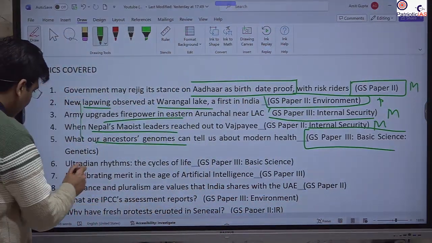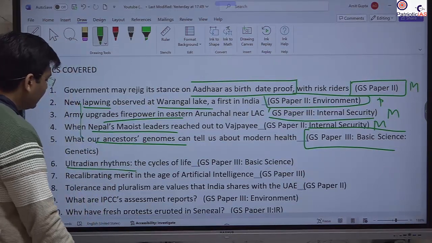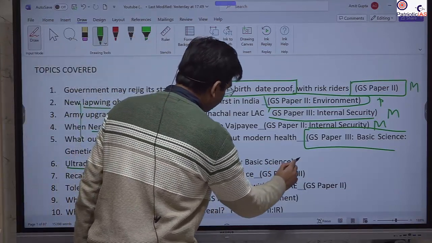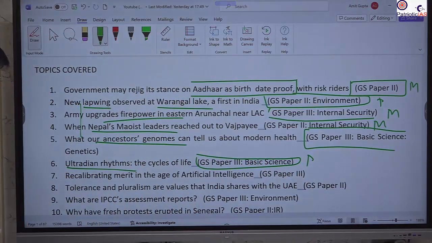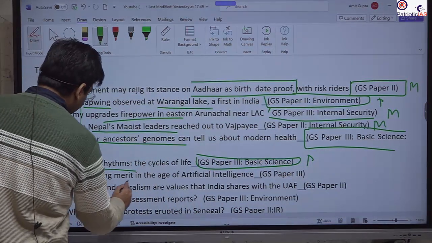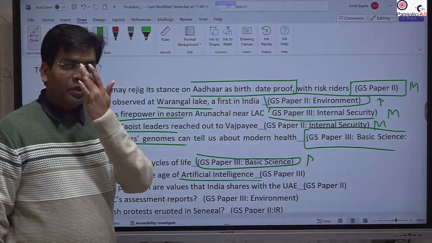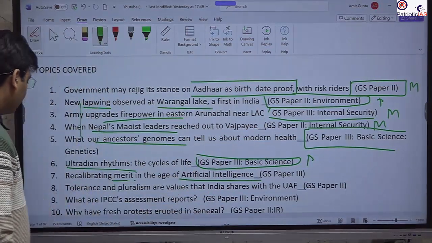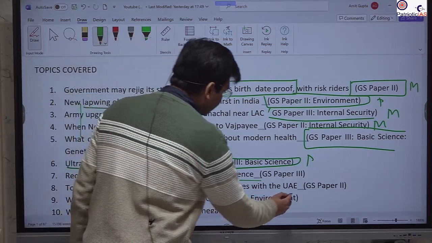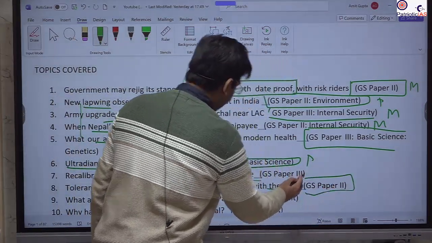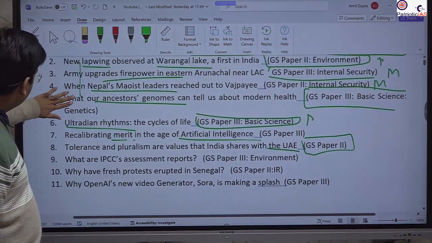Further, we will study basic science, such as what are the ultradian rhythms. Okay, so this will be for the prelims perspective, basic science. After that, we will study the relevance of meritocracy under artificial intelligence, how this meritocracy will be redefined in this new system. Then we will study this India UAE relationship. Further a recap, already we have covered it in a very holistic manner.